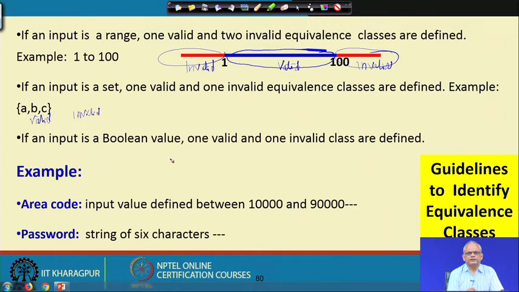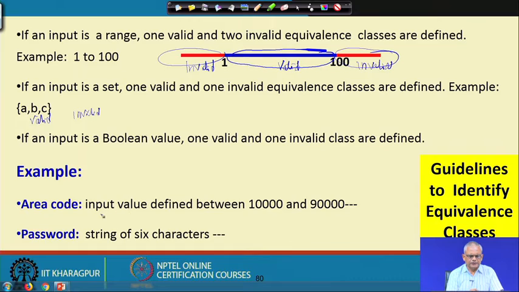Again, here we have one valid class, that is the Boolean value, and any other value such as a character, control characters and so on will constitute the invalid class. Now, let us check our understanding with two example problems.